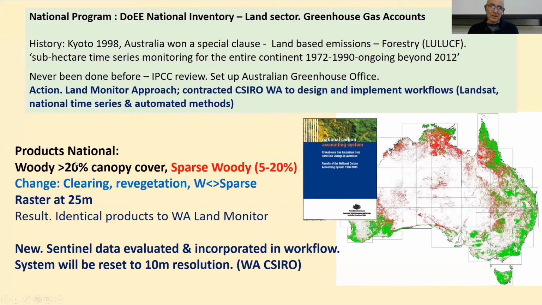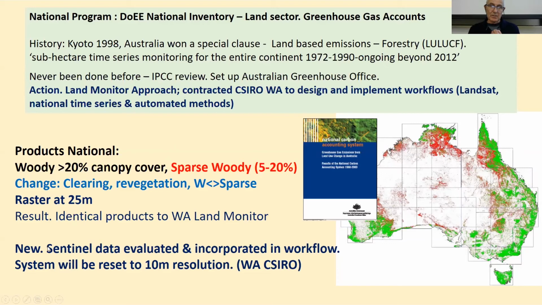So what that program generates nationally is woody vegetation. It's evolved to generate sparse woody maps, initially from Landsat. And of course, a whole time series of clearing and revegetation, and now transitions from woody to sparse and so on. Once it moved to this sparse woody extension, we were able to link those products to WA Land Monitor, and they're now identical. From Landsat, it was resampled to be a raster at 25 metres.